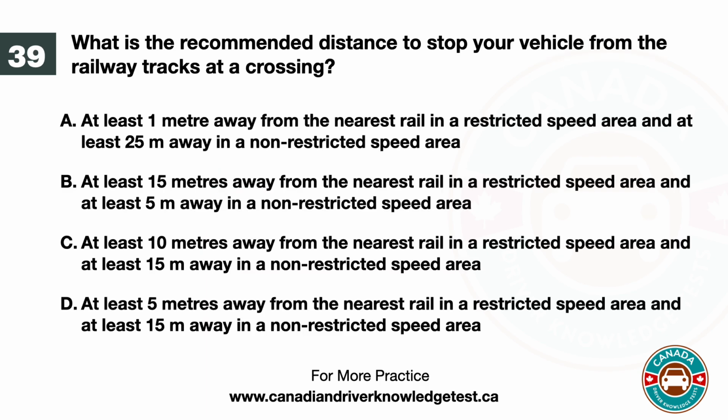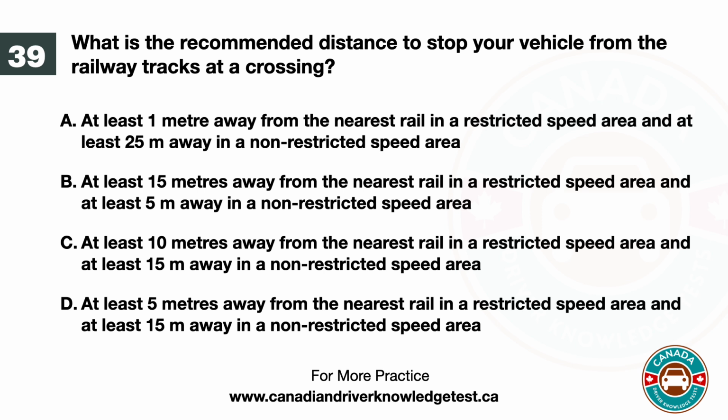Question 39. What is the recommended distance to stop your vehicle from the railway tracks at a crossing? A. At least 1 meter away from the nearest rail in a restricted speed area and at least 25 m away in a non-restricted speed area. B. At least 15 meters away from the nearest rail in a restricted speed area and at least 5 m away in a non-restricted speed area. C. At least 10 meters away from the nearest rail in a restricted speed area and at least 15 m away in a non-restricted speed area.